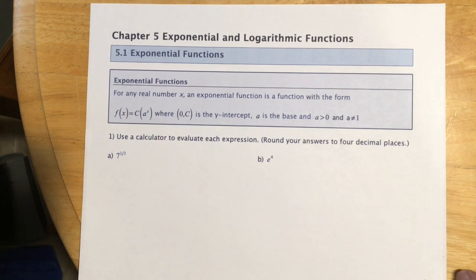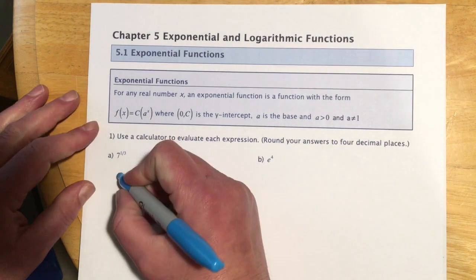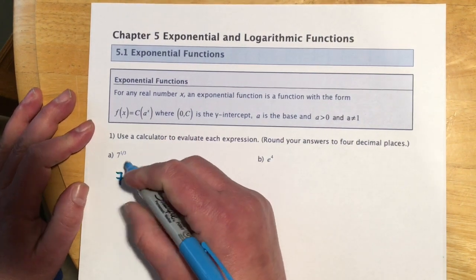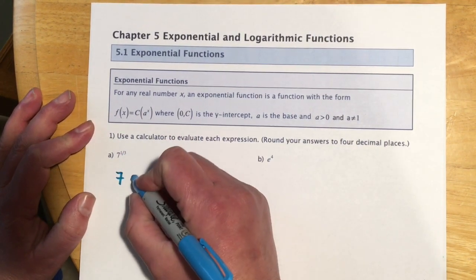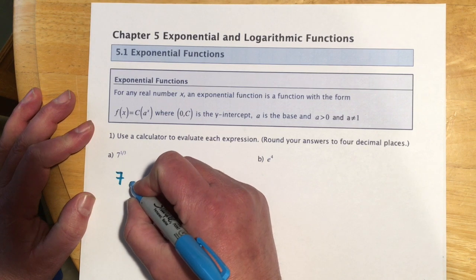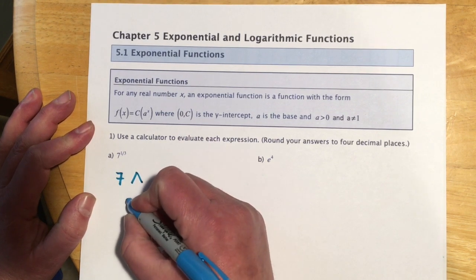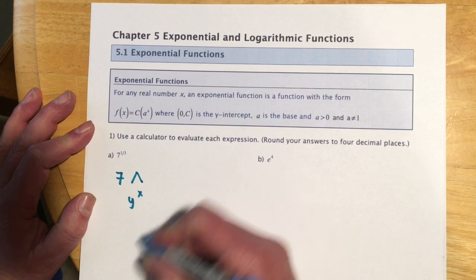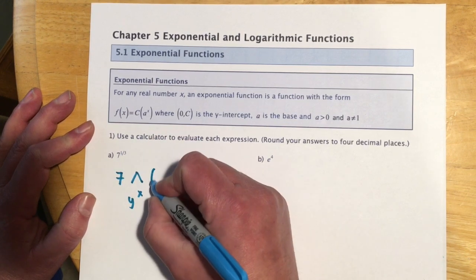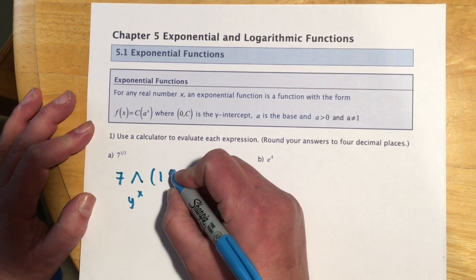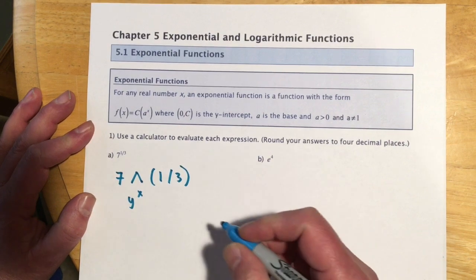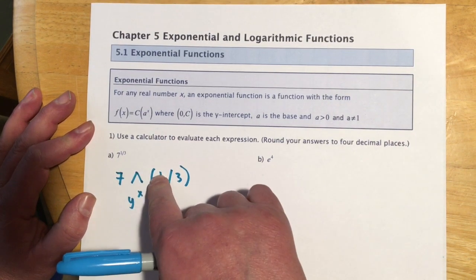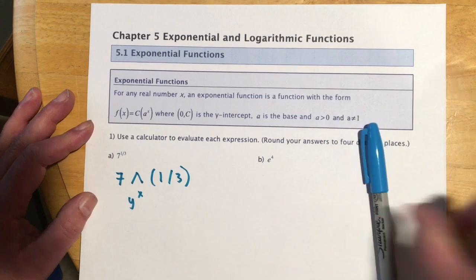So these first couple are just using a calculator, which is pretty easy. The one thing you've got to be a little bit careful with is when you have the fractional exponent. My exponent key looks like this. Yours might have a y to the x or something. But when you're doing a fractional exponent, you need to open a parenthesis and then 1 divided by 3 and close the parenthesis. Otherwise, you're going 7 to the first and then dividing the whole thing by 3.